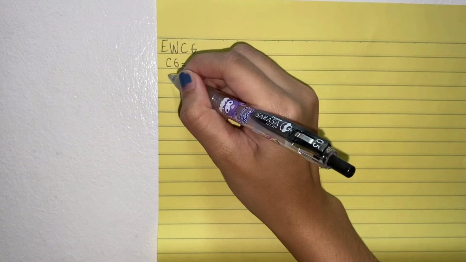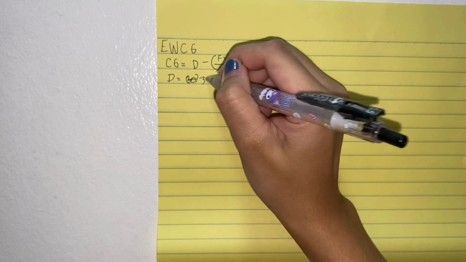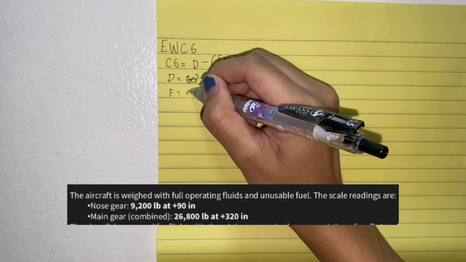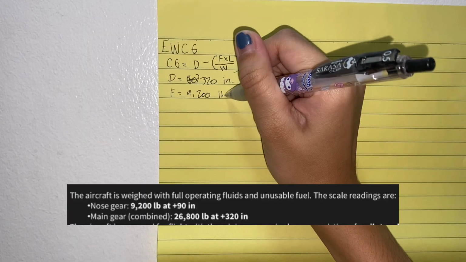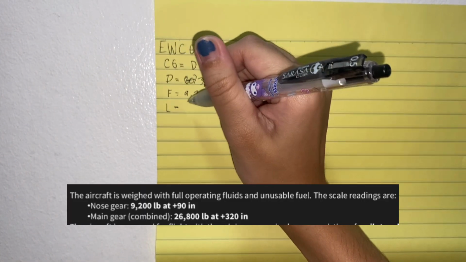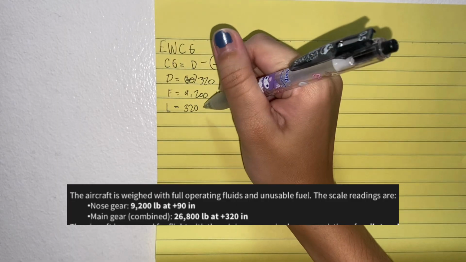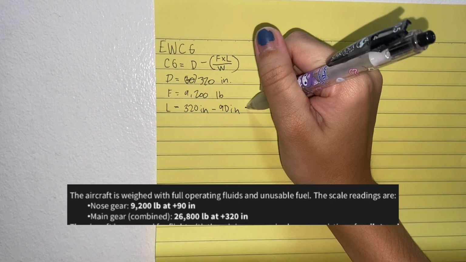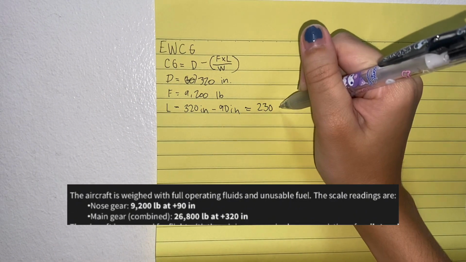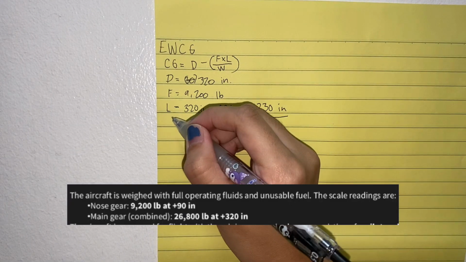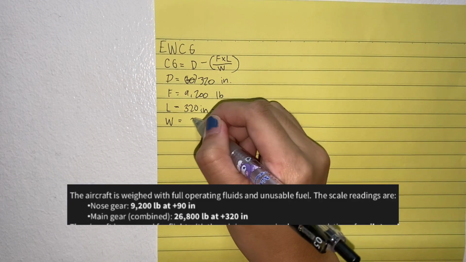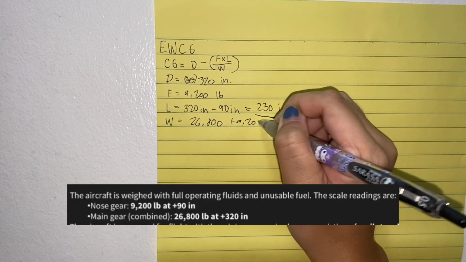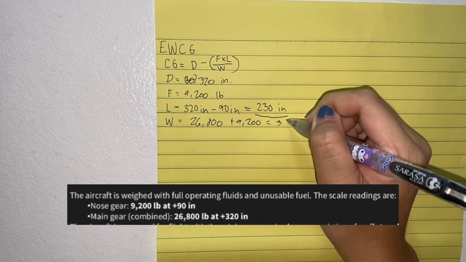Let's first write down our given values. D is 320 inches. F is 9,200 pounds. To get the distance of the main wheel and the nose wheel, we will subtract the arm of the main wheel and also the arm of the nose gear. The value of our L is 230 inches. To get the total empty weight, we will add the weight of the main gear and the weight of the nose gear. The value of our W will be 36,000 pounds.